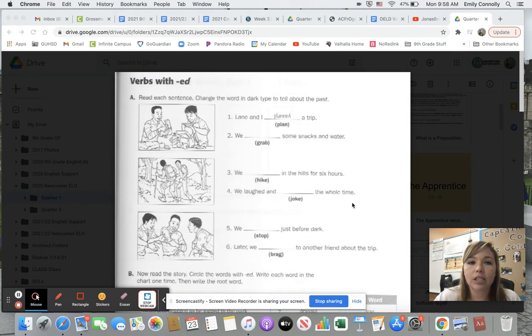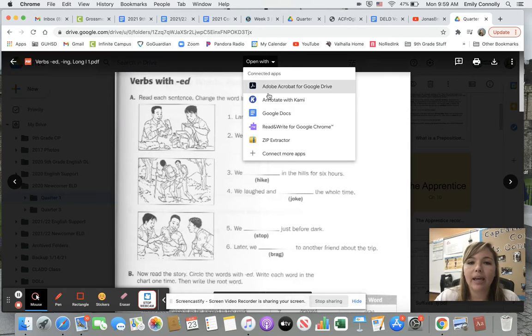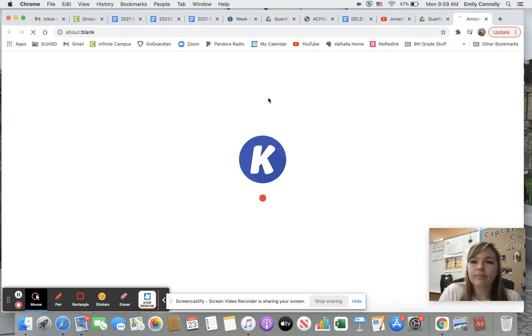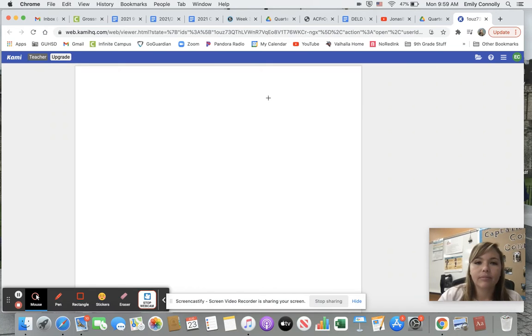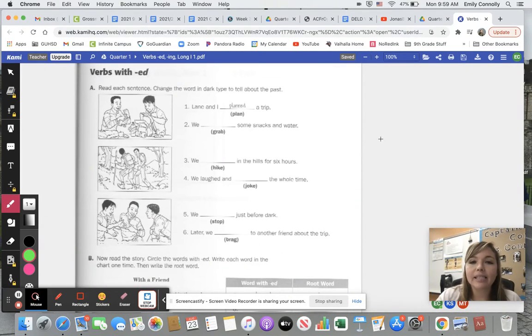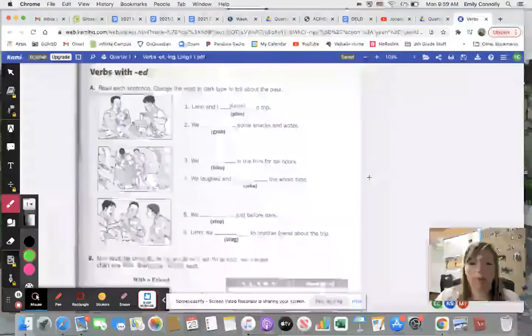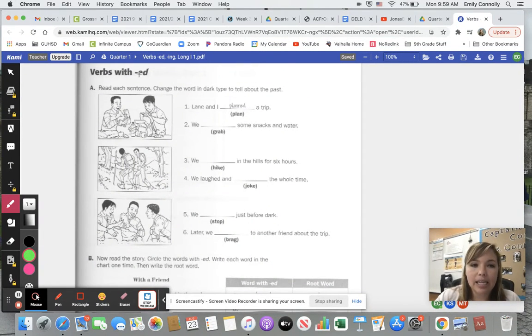So the first thing you need to do is open up this document. Okay, then we are going to open it with Cami. Great. Now let's get started. So each verb can be used with ed to put it in the past. Ese verbo en pasado cuando está un ed at the end. Read each sentence. Change the word in dark type to tell about the past.